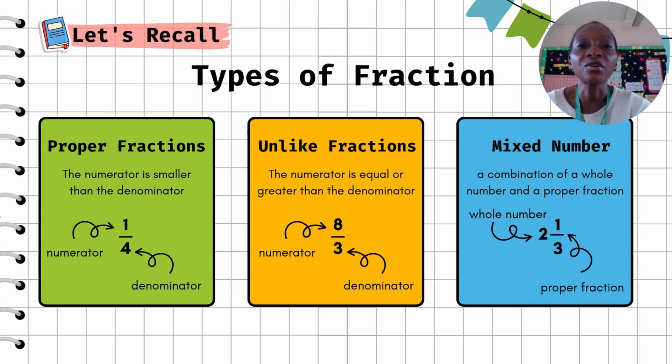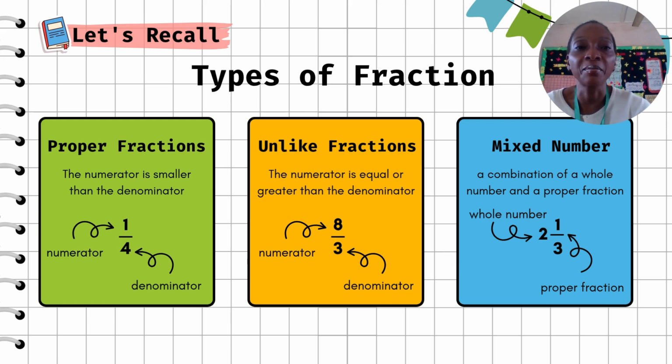The next one is an improper fraction. Here the numerator is either equal to or greater than the denominator. For example, we have 8/3. Our numerator is 8 and our denominator is 3. As you can see, 8 is bigger than 3, so that makes it an improper fraction.